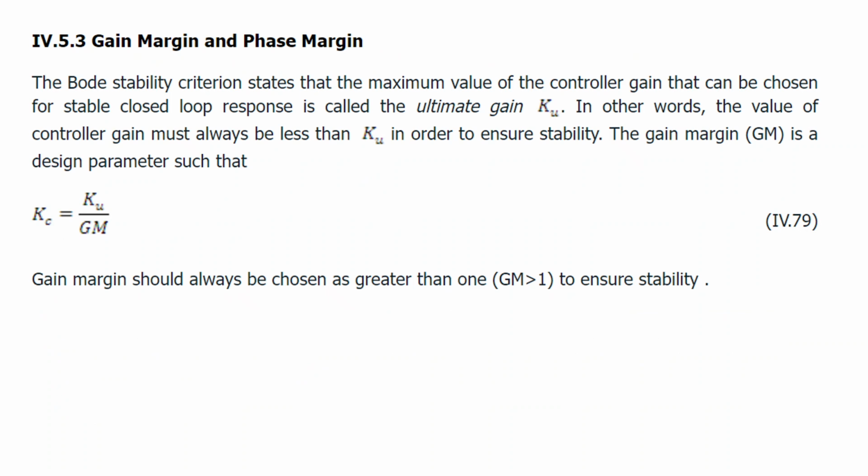So this is how we define these. Based on the gain margin, phase margin, and the stability criteria, we define the ultimate gain. The ultimate gain is the controller gain times the gain margin. This gain margin is the design parameter that we provide to the system to ensure that the system won't become unstable because of noise or changes in the inputs.